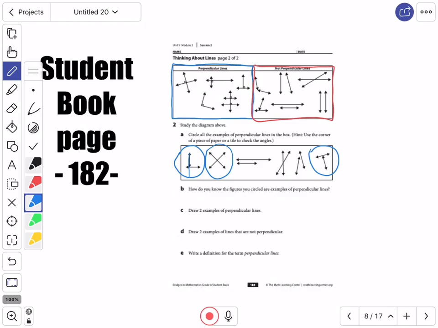These are also perpendicular, and this one's a little bit more difficult to see because the lines are kind of turned, so they're kind of on an angle. You almost have to turn your paper to help see that one. And we have one more set of perpendicular lines. They are right here. They form right angles when they cross. So question B says, how do you know that the figures you circled are examples of perpendicular lines? Because they meet or cross at right angles.